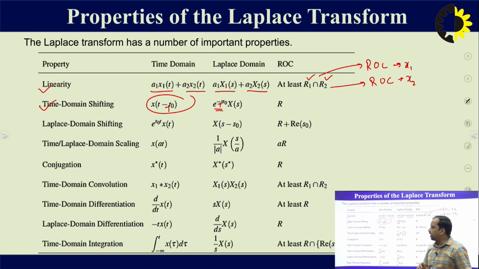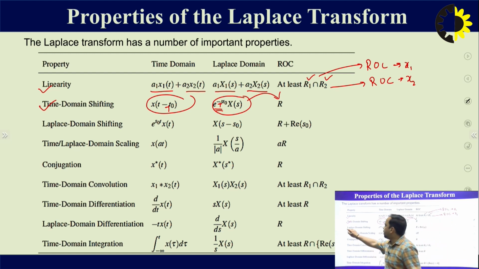So we can see clearly that due to this exponential factor multiplied with the Laplace transform X of s, there is no change in the location of poles. If there is no change in the location of poles, then whatever is the ROC of X(s), the ROC of x of t minus t naught or t plus t naught will be exactly the same.